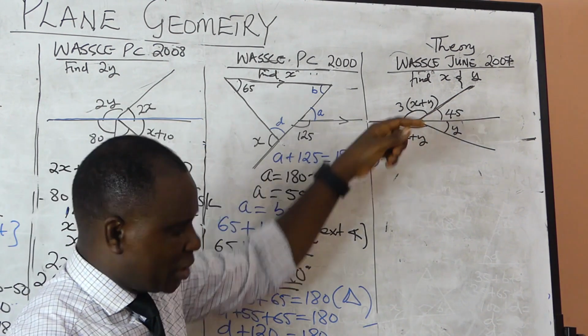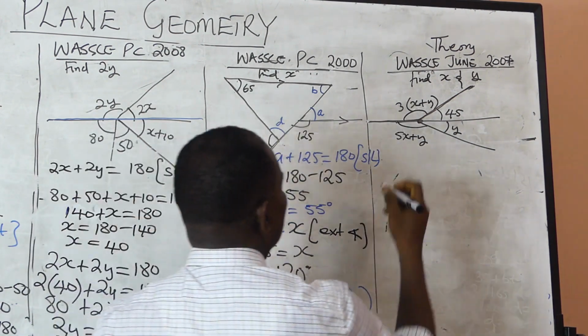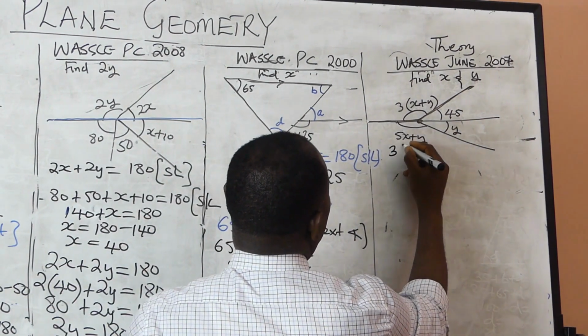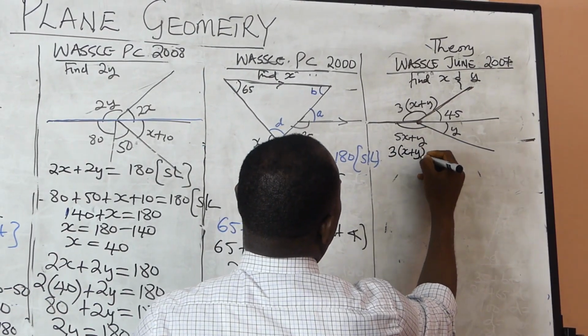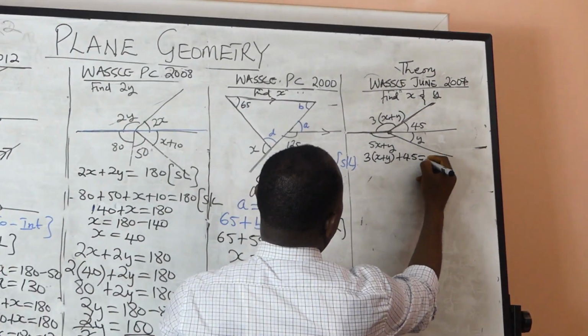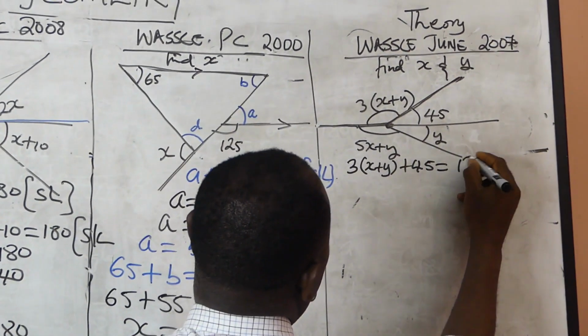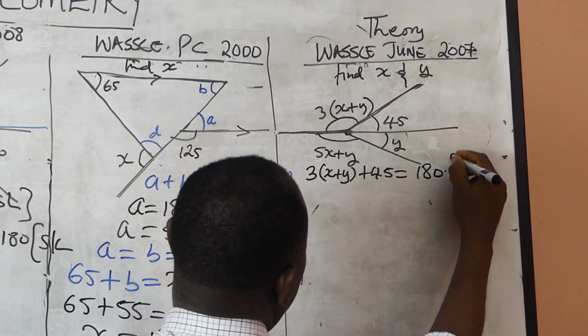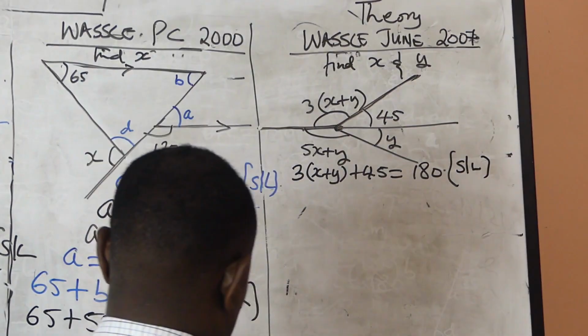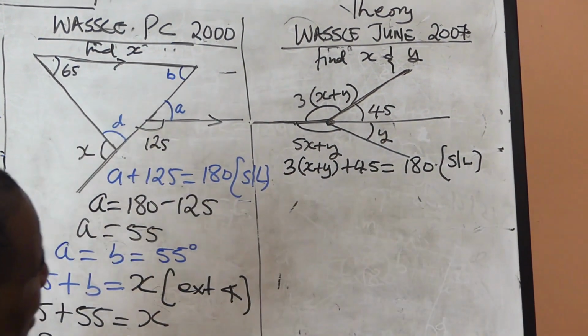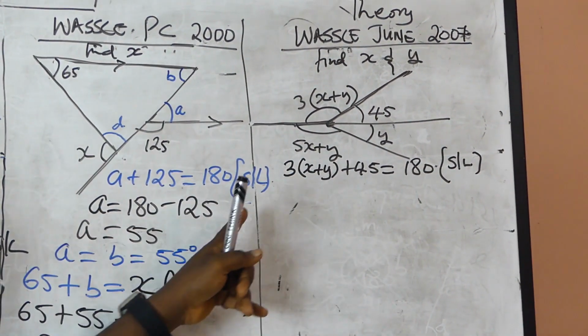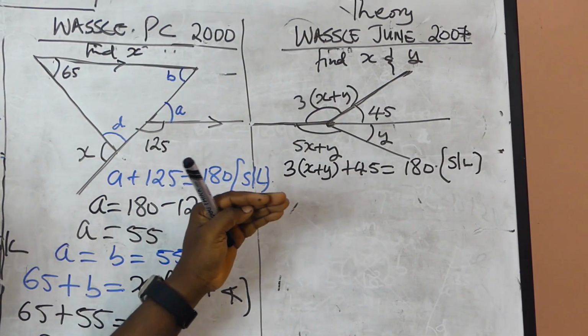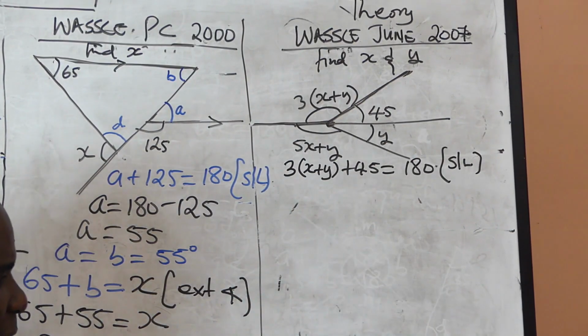So we use the same logic there. We're going to add those angles on the straight line. You have 3 into x plus y plus 45, which is going to give us 180, because we have angles on a straight line. Because of the space, I'll be summarizing some of the stuff here, so the steps can be compressed some way.